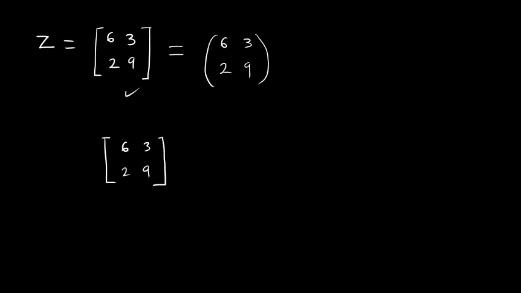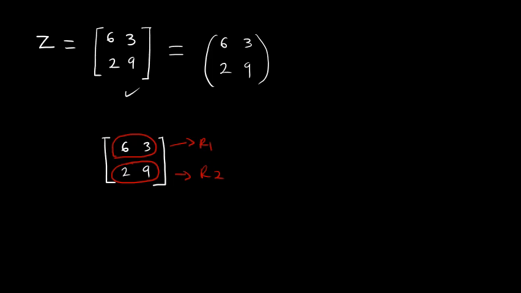Let's look at what you have here. In this case, the 6 and 3 have been arranged in a row. In the same way, the 2 and the 9 have been arranged in a row because they have been aligned horizontally. So I call this row 1, and I call this row 2.